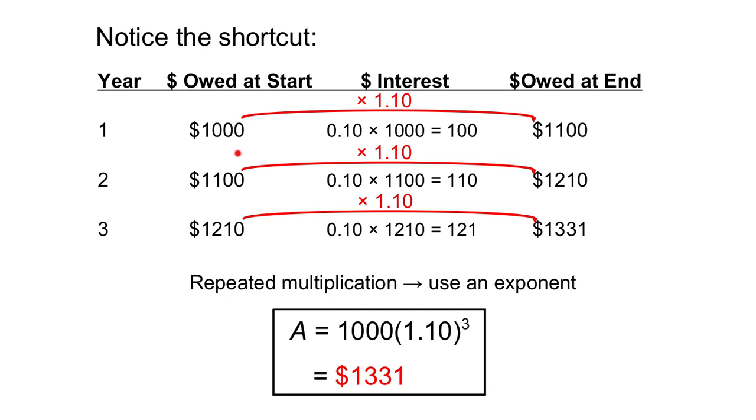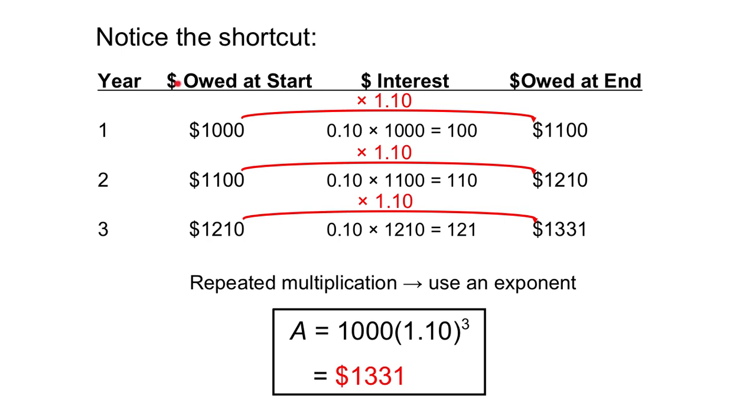So I'm starting with $1,000. I'm multiplying it by 1.10 3 times. So that can be written like this. This is your principal. This is 1 plus the interest rate. And the exponent is the number of times you're multiplying by that interest rate.